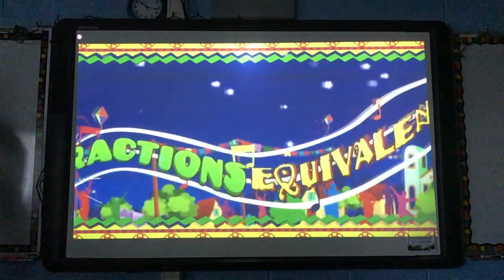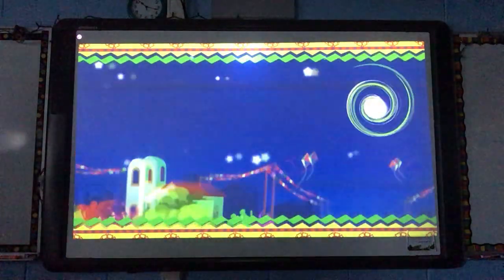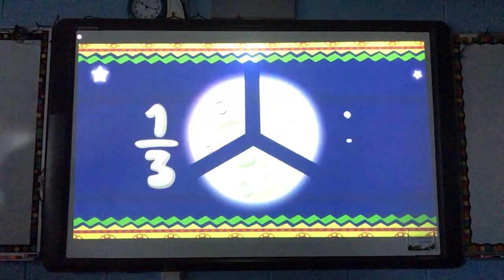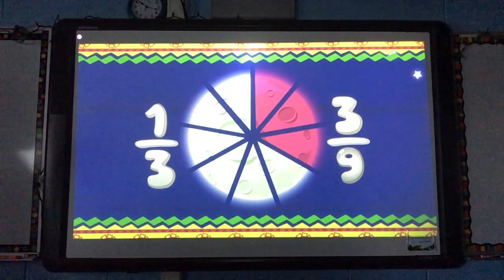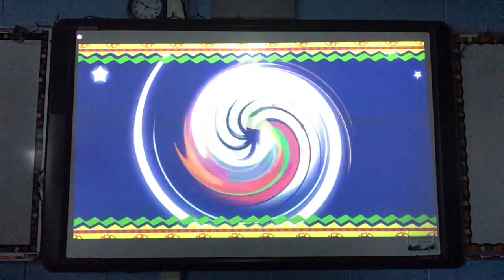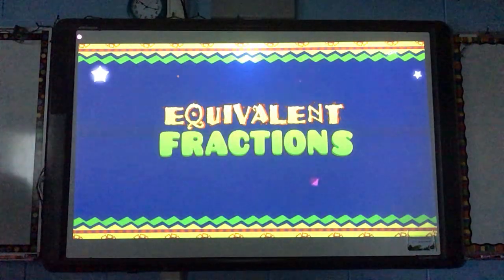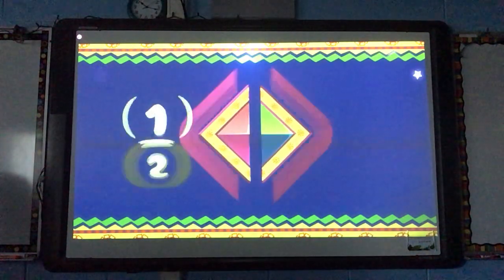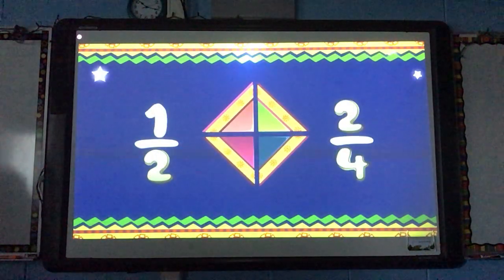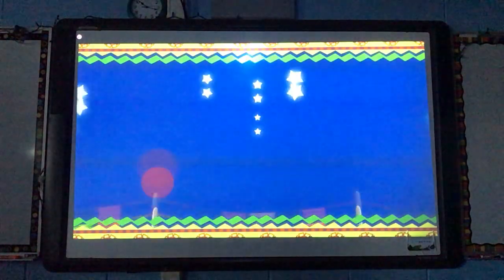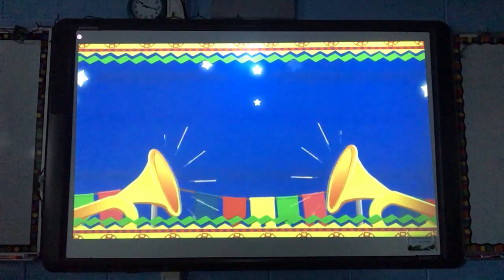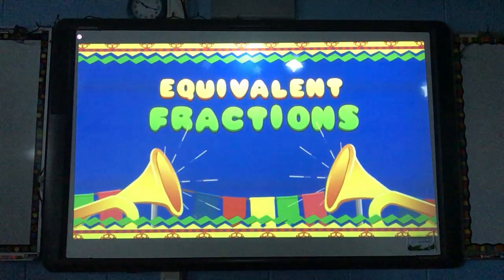Equivalent fractions is the name for fractions whose values are the same. The values are the same.